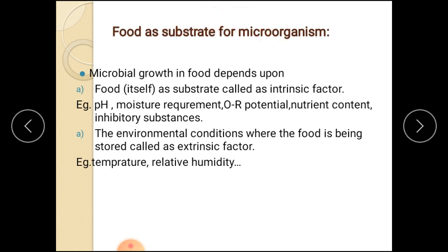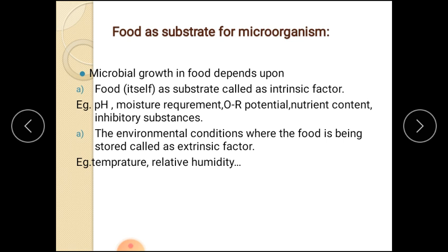Now microbial growth depends upon two factors. One is the food itself and second is the environmental condition. Food itself means the pH of the food, moisture content, oxidation reduction potential and nutrient content which may support the growth of organism. And environmental factors include the temperature, relative humidity, and atmosphere in which the food is kept.